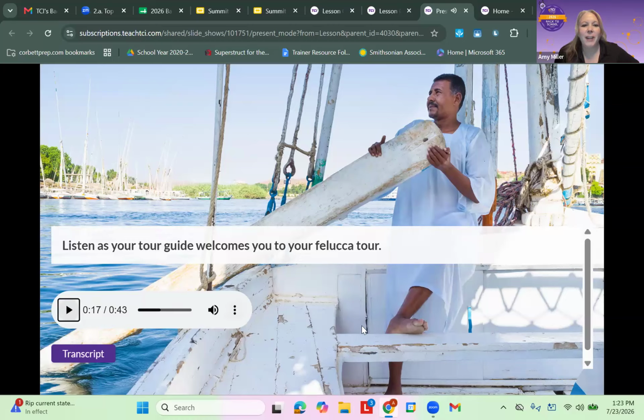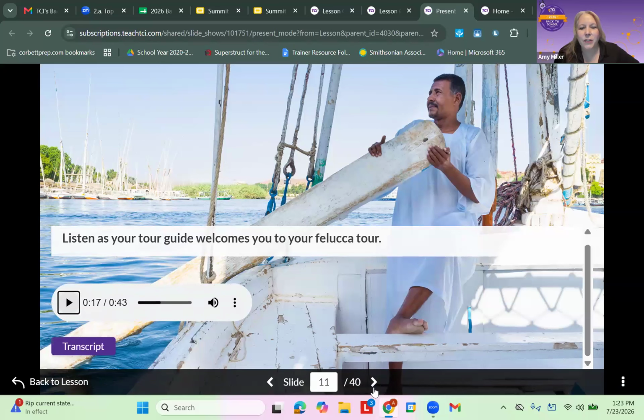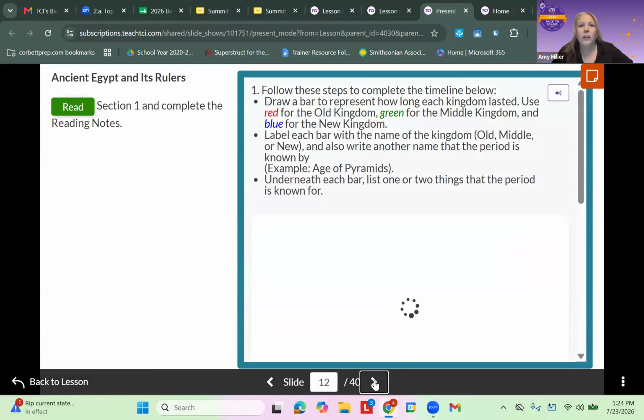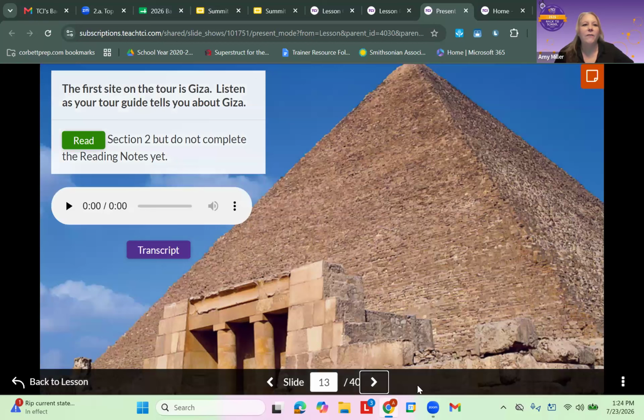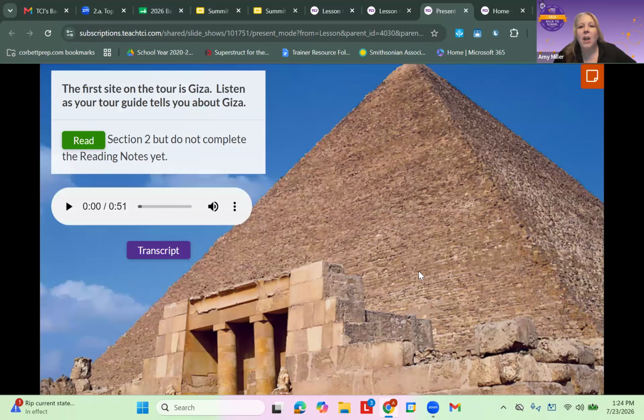All right. So then we have our tour guide, teachers. One of the greatest parts about this lesson is then you get to be the guide on the side. You're just going to facilitate the lesson because we now have a tour guide that's going to take our students on a journey through ancient Egypt and along the Nile River. There is some geography associated with this lesson as well as some basic historical background. And then our first site is Giza.